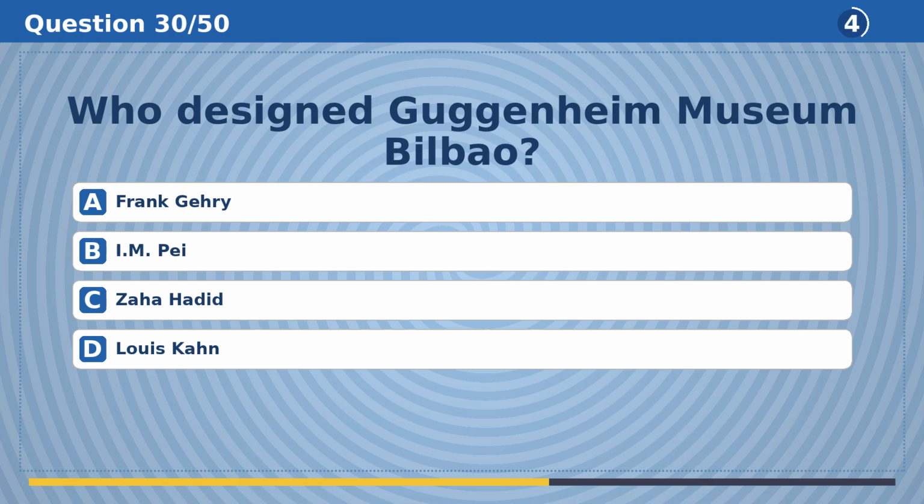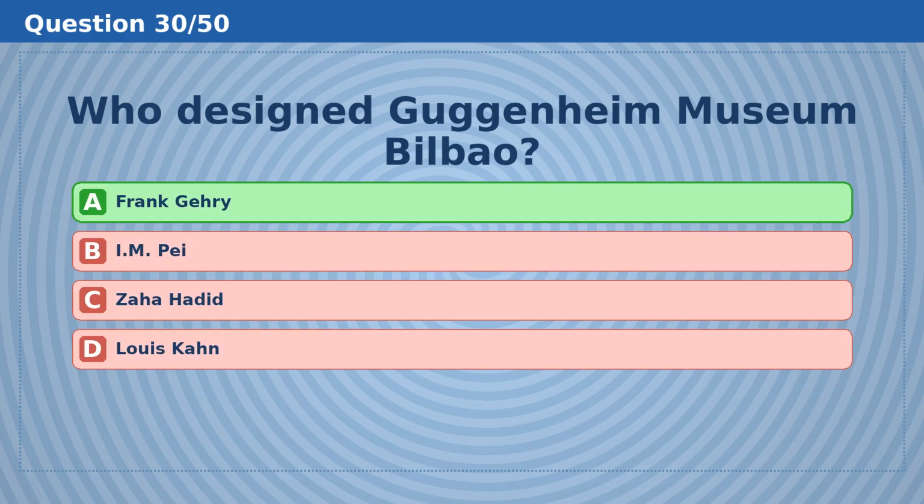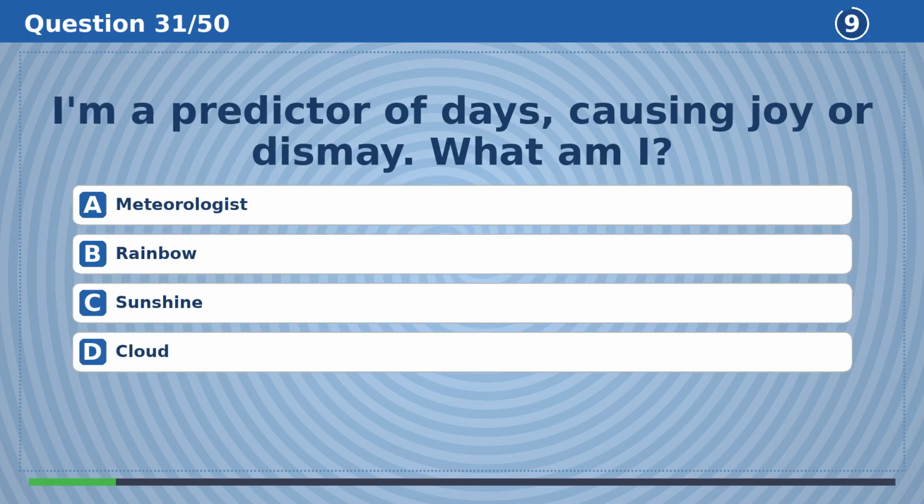Who designed Guggenheim Museum Bilbao? The answer is A, Frank Gehry.